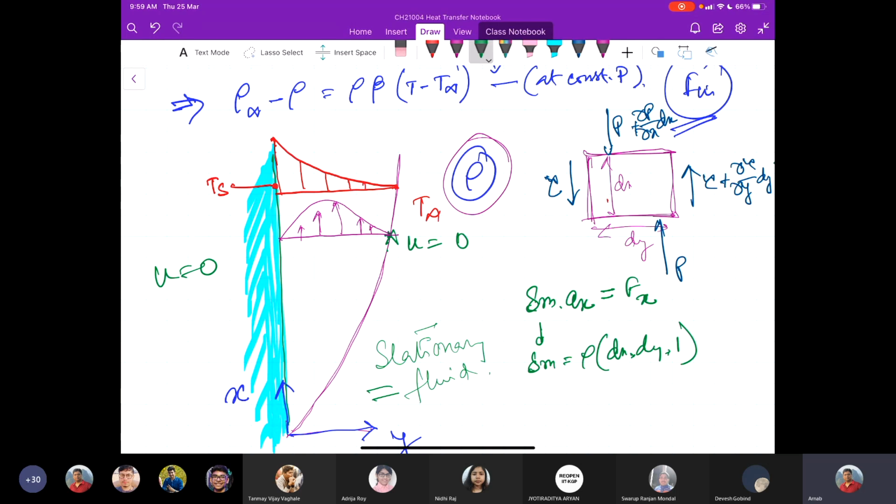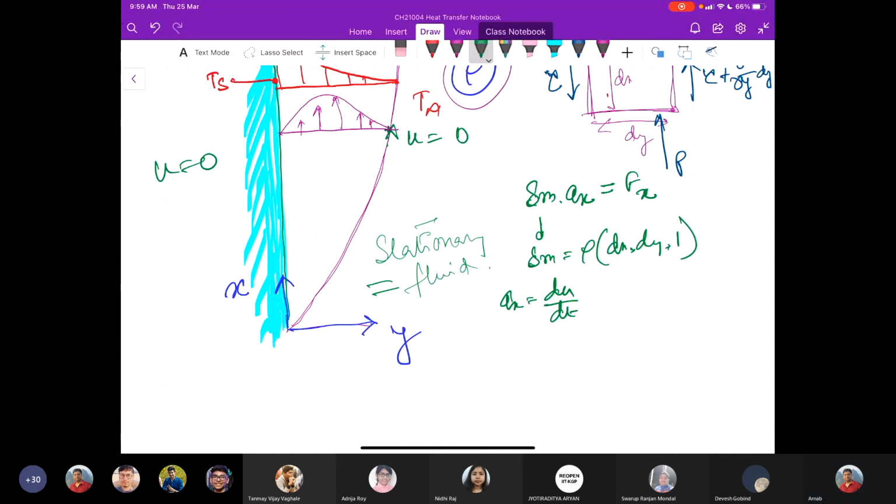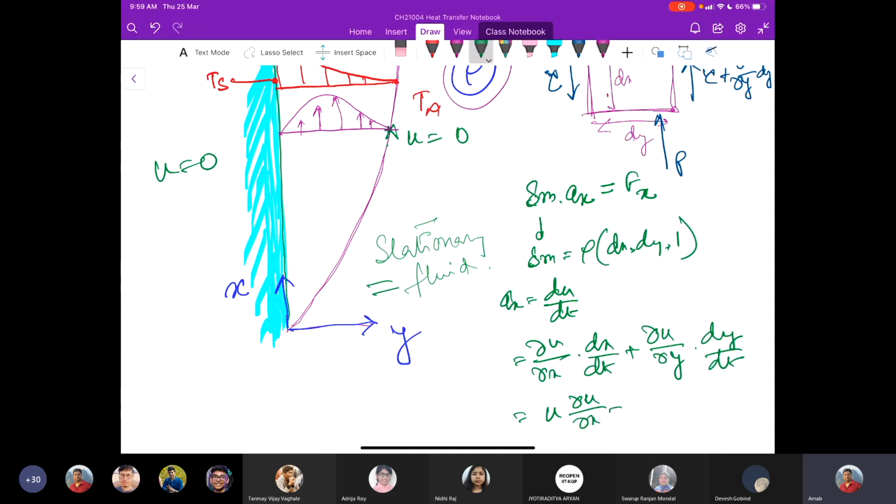And the acceleration du by dt, which is del u by del x times dx by dt, if we take the total derivative. Which means we have u del u by del x plus v del u by del y.